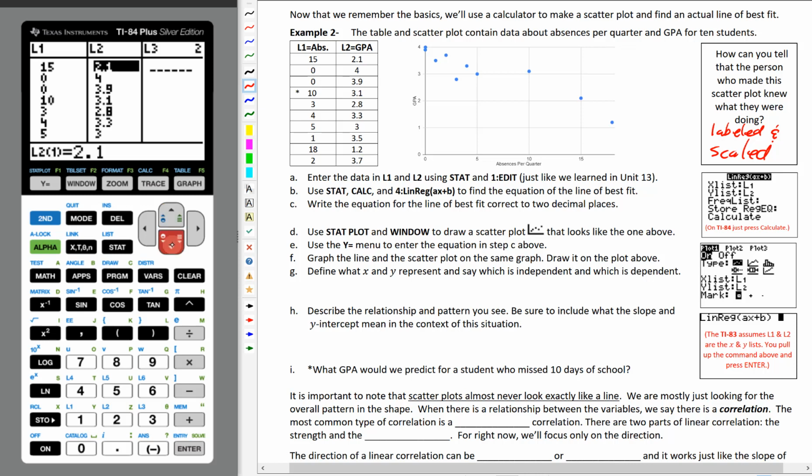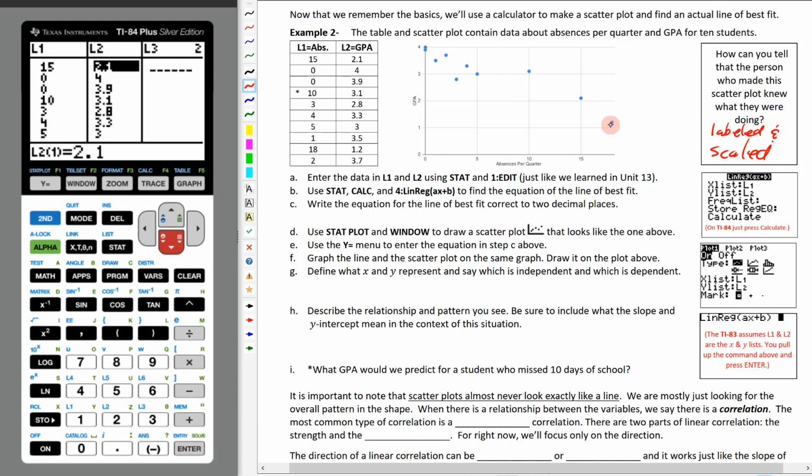We're in business here. So again, one thing we want to look at is this is absences right here, and this is the GPA. We'll notice that there's definitely a pattern here. As the absences go up, the GPA tends to go down. So people with really few absences tend to have a high GPA, and people with lots of absences tend to be lower. Now, that's not a perfect rule or anything like that, but it's just kind of a general statement.